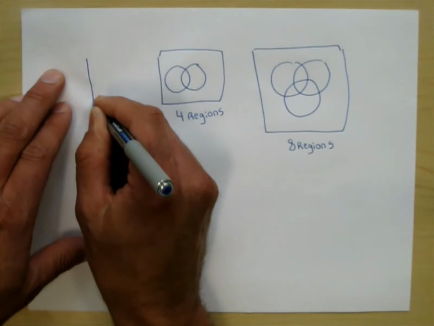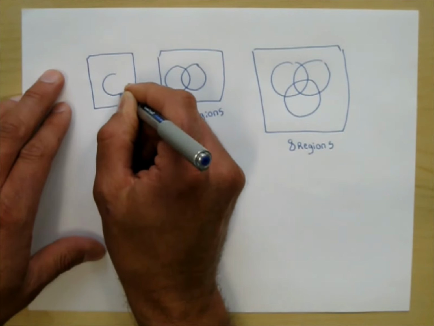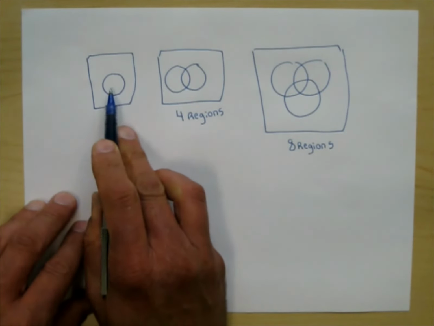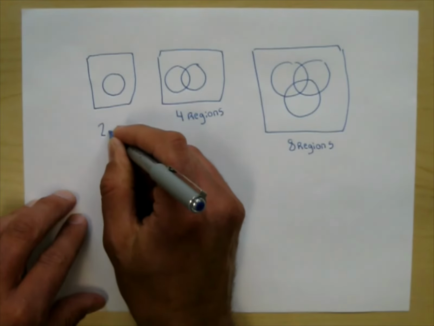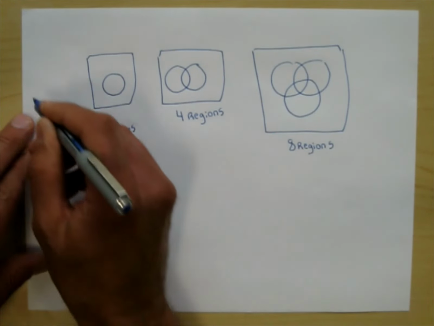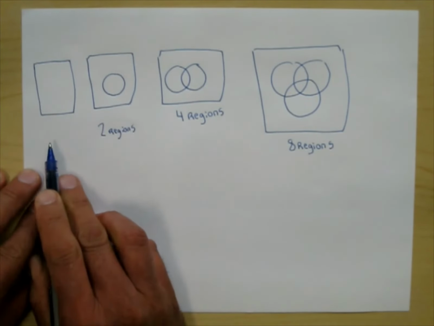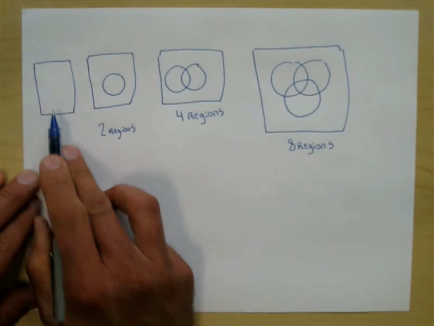Well, we've never done ones like this when there's just one subset in there, but if you just had set A, how many regions do you see? Well, 1, 2. And then one that you will really not see is if there were no subsets and it was just the universal set, how many regions do you see? You just see 1 region.